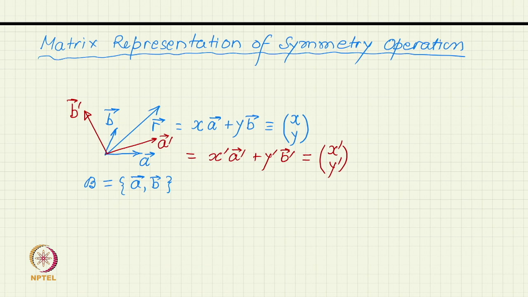And the question is, if we know x y, how can we calculate the new components x prime y prime? This question we have already handled, how to go from x prime y prime to x y. We saw that this is done by a coordinate transformation matrix Q. So, if we simply multiply the old column vector by Q, we get the new column vector. So, Q is the coordinate transformation matrix.